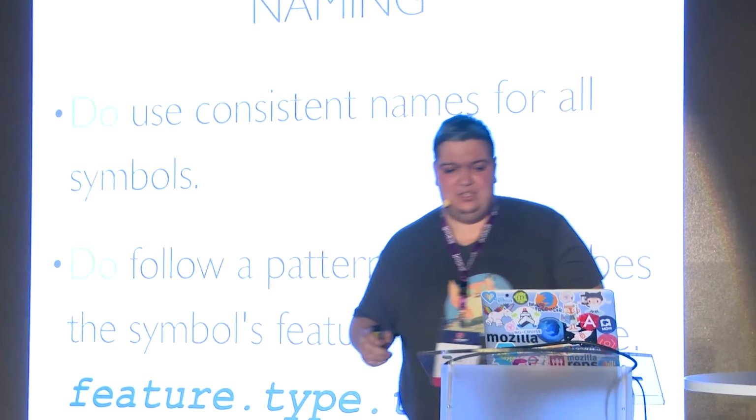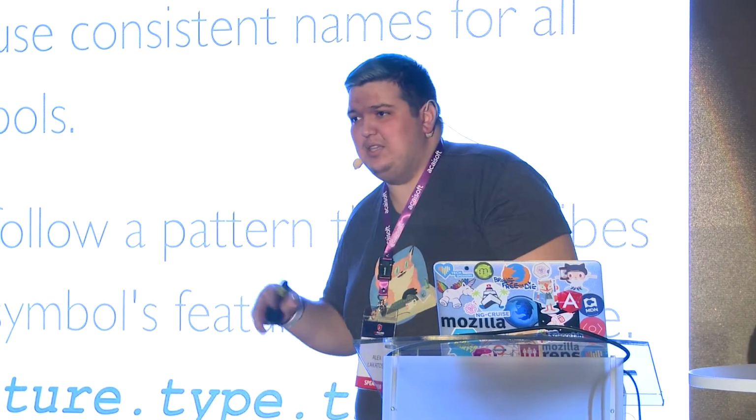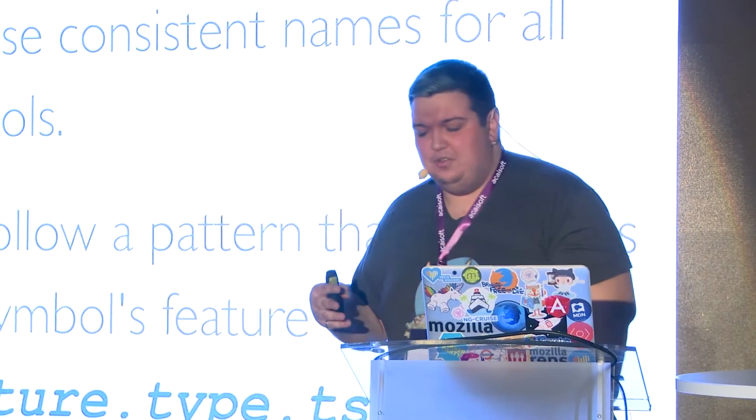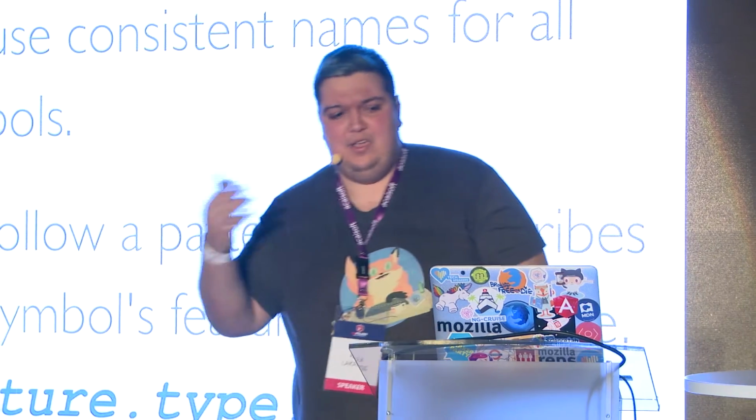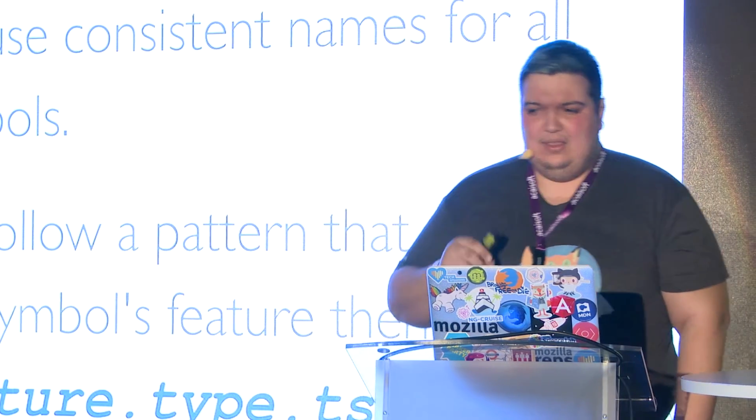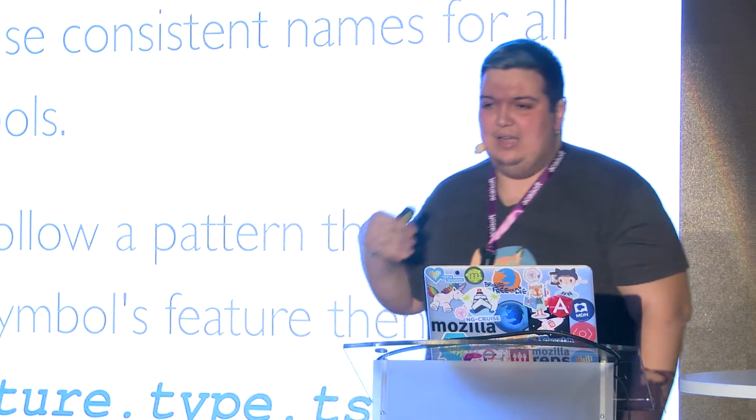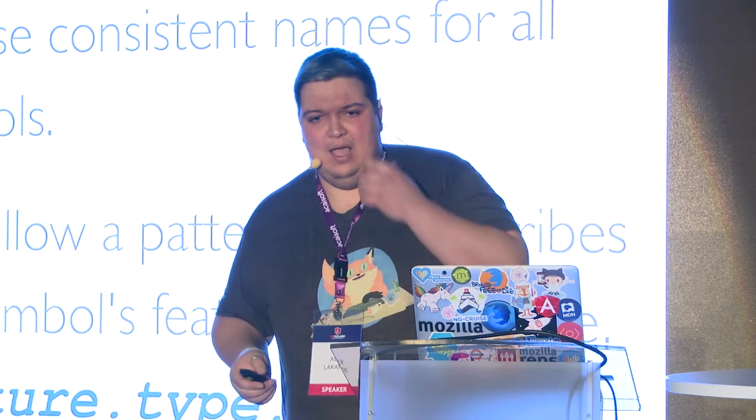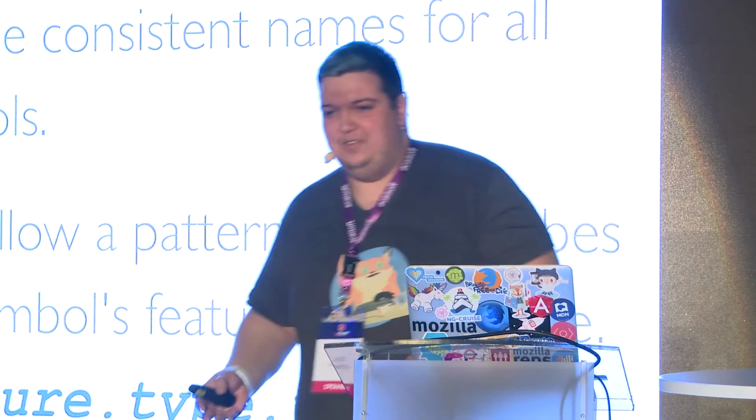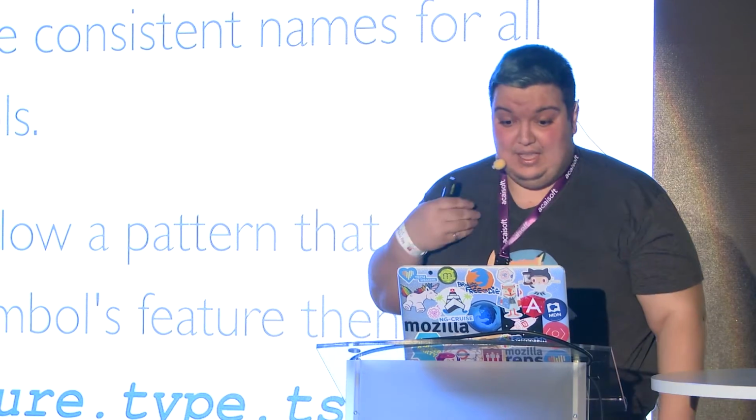We have some naming conventions and some code conventions. When it comes to naming, we try to use consistent names for all symbols. That means we have a pattern that describes the symbol's feature and then its type. For example, hero-list.component.ts. And the only reason we do this is because it provides consistency for us. Consistency within a project is vital, within a team is important, and within the company, it just makes it super efficient. So having a set of rules that work for you is, in my opinion, important.